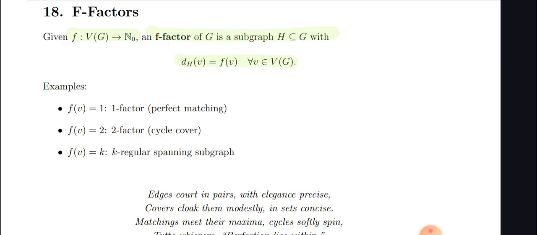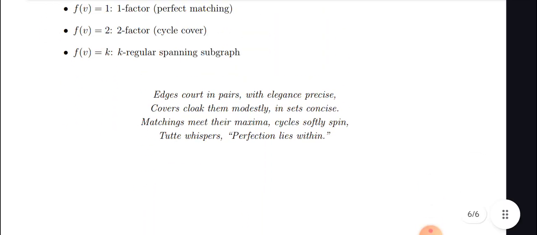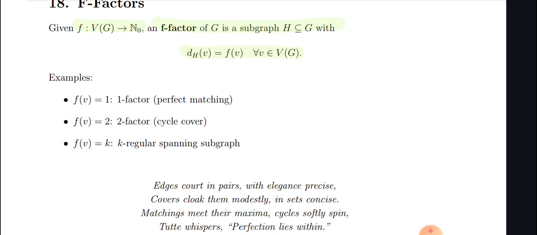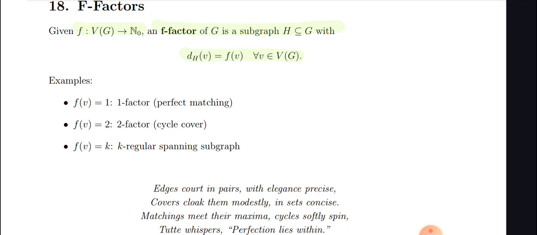It's an incredible demonstration of how graph theory progresses. We start with a simple constraint: two edges can't share a vertex, and we build all the way up to this highly specific, customizable degree blueprint for a subgraph that covers the entire graph. It's the framework that lets combinatorial optimization move beyond just simple pairing into things like complex routing, resource allocation, and connectivity problems. As the source material puts it so poetically, edges court in pairs, with elegance precise, covers cloak them modestly, in sets concise. Matchings meet their maxima, cycles softly spin, Tutte whispers, perfection lies within.